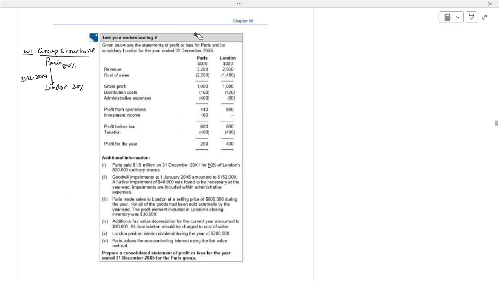Now, our second one is what? Working 2. The second one is NCI. What is the profit? 400. Subsidiary profit is how much? If they give you the profit for the year, how much is it?